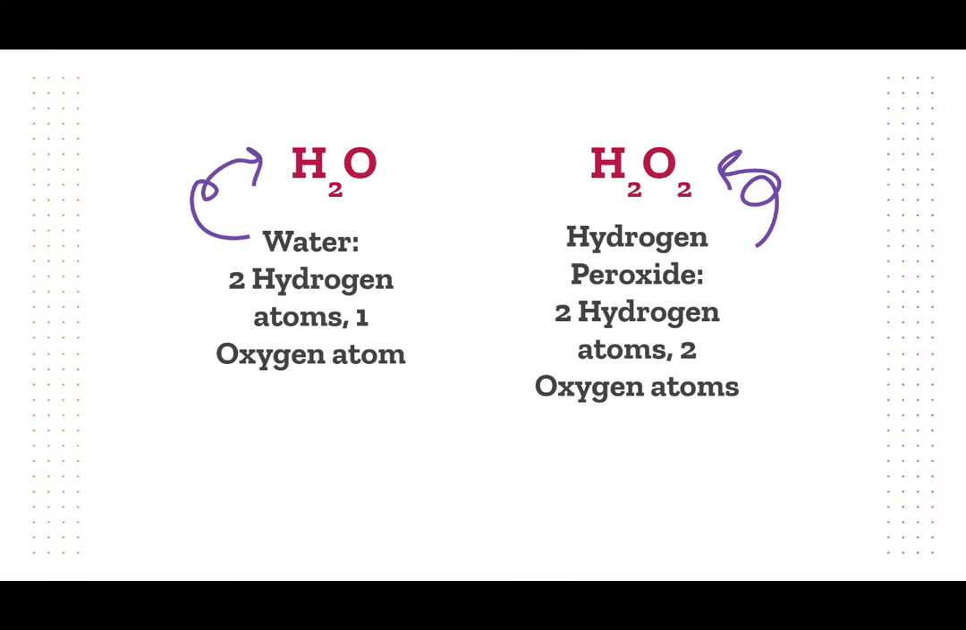For example, water is made of 2 hydrogen atoms and 1 oxygen atom, and hydrogen peroxide is made of 2 hydrogen and 2 oxygen atoms. And when you have different combinations of atoms, different kinds of elements, and different numbers of those elements put together, you get different substances with different properties. And we use the chemical formula to break down how many atoms of each of those elements we have.